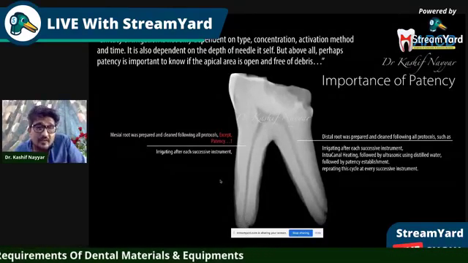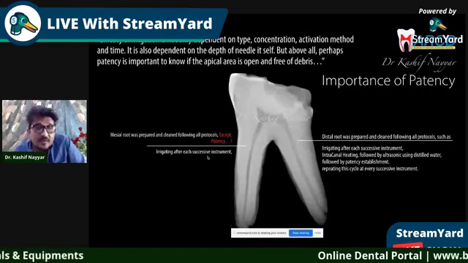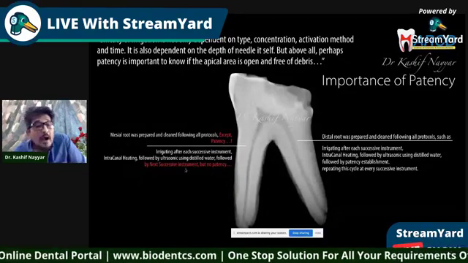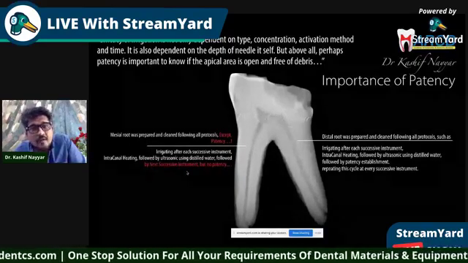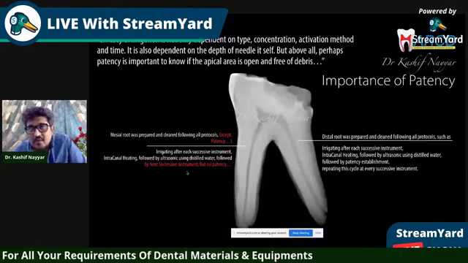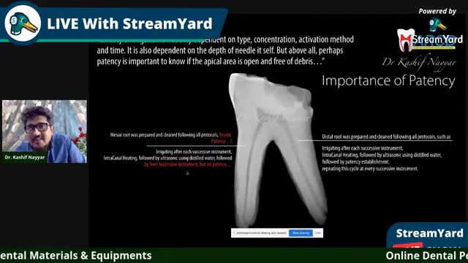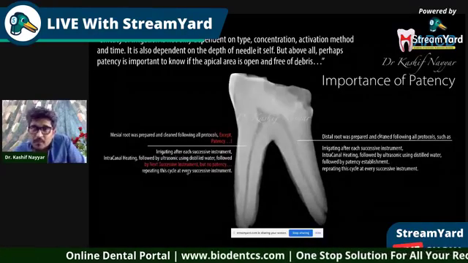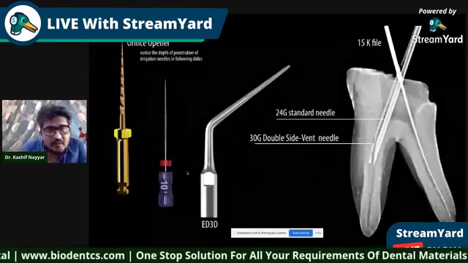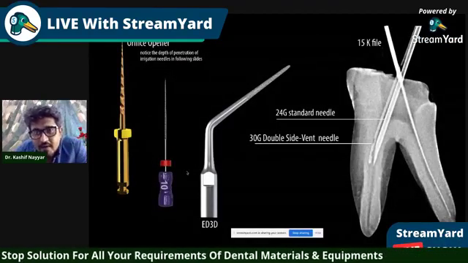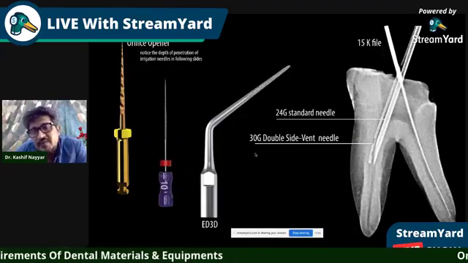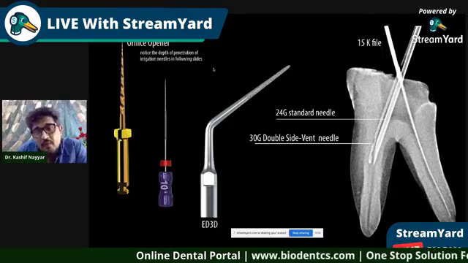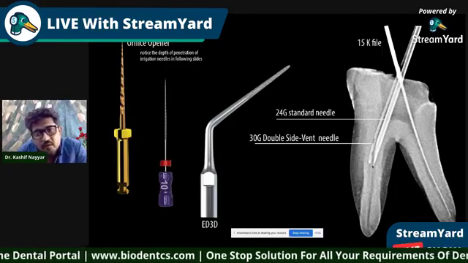So what I didn't do here: I irrigated after each successive instrument, I performed intracanal heating, I performed ultrasonics, but I did not perform patency after every instrument. Remember, with the help of patency, we confirm that this apical portion is clear and open. During this session, with the use of standard 24 gauge needles and 30 gauge double sideband needles, you can appreciate the depth of penetration after just the use of orifice openers. So this is the maximum depth of penetration.